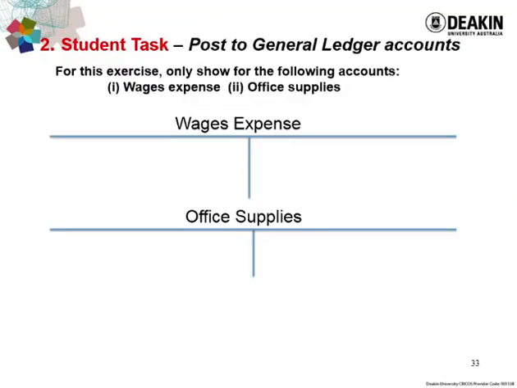The second part requires us to do the posting. For this exercise, we only need to do posting for wages expense and office supplies. So have a look at wages expense account. Initially, when we paid for wages, we debit wages expense, credit cash at bank. From unadjusted trial balance, we find that we have paid for $20,000 of wages expense so far. So at the debit side, we insert $20,000 and we use cash at bank for cross-referencing.